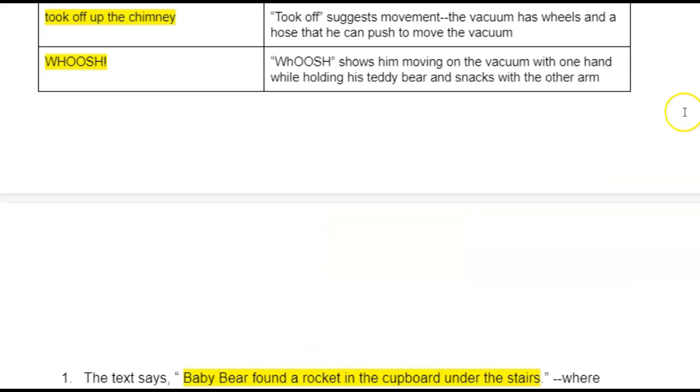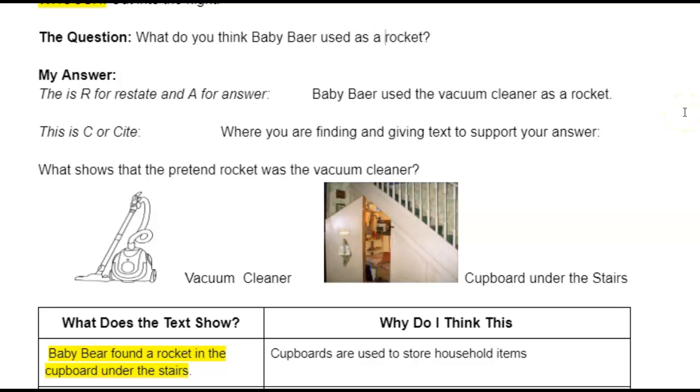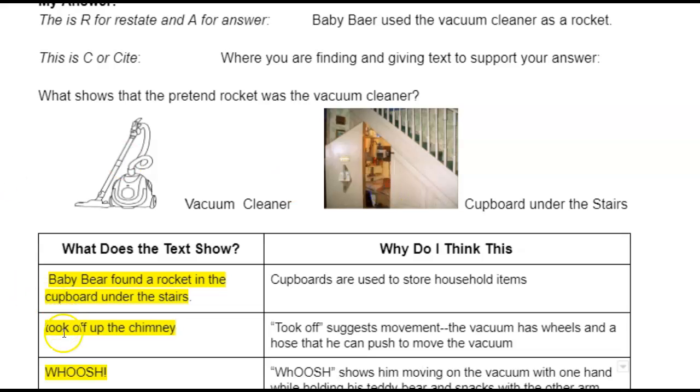But when I go and look at the other textual evidence, it says took off up the chimney, I wrote that down. And it says whoosh, I wrote that down. Why did I write those things down? Because I have to be able to show that the vacuum cleaner is the best answer. Since they already told me this was the answer, how do I really know this is the best answer and not the box? Because, you know, you can put items in a box and pretend that that is a rocket. But why not the box?